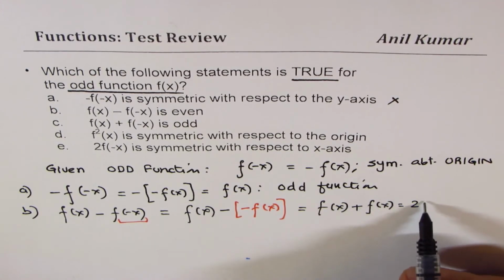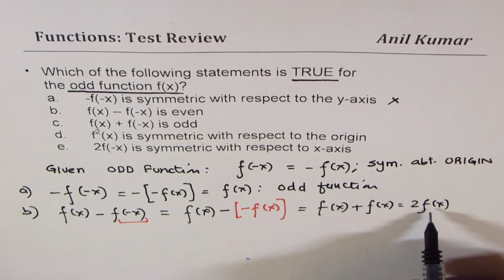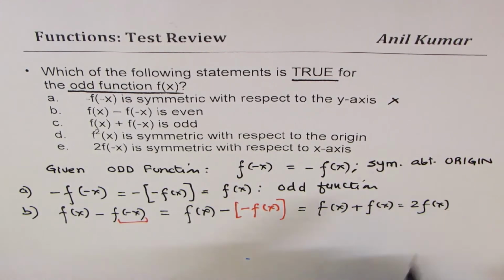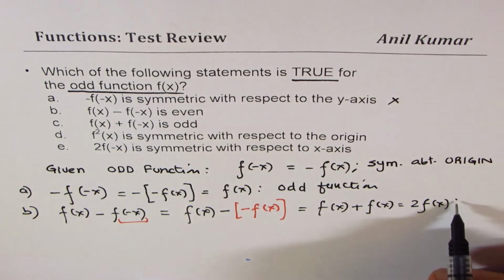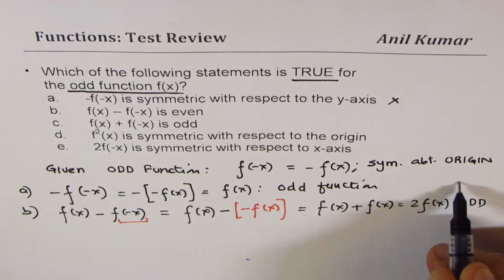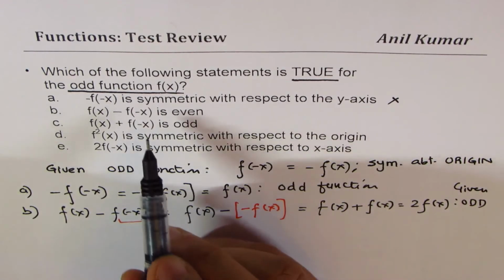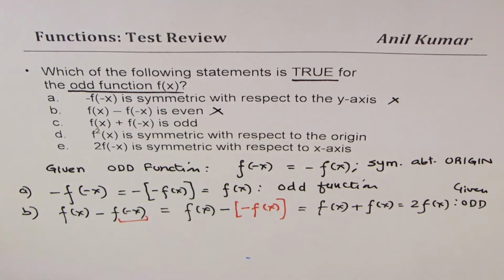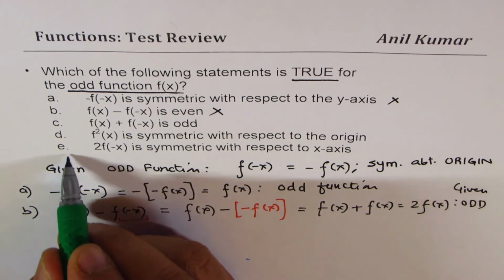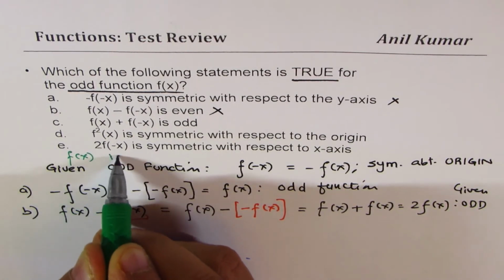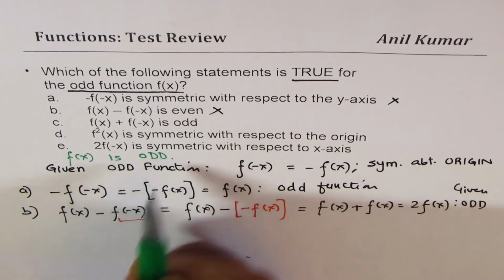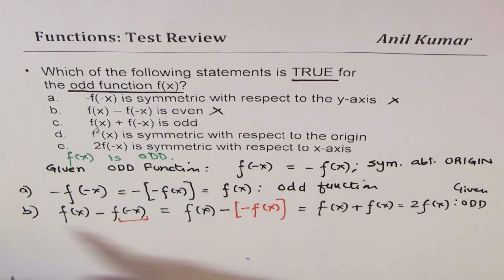So what we get here is twice f of x, which is 2 times f of x. And what is f of x? We know f of x is odd. This is odd, right? It is given. So it is not even. Do you see that? It is not even. It is odd. Remember, we are given that f of x is odd.